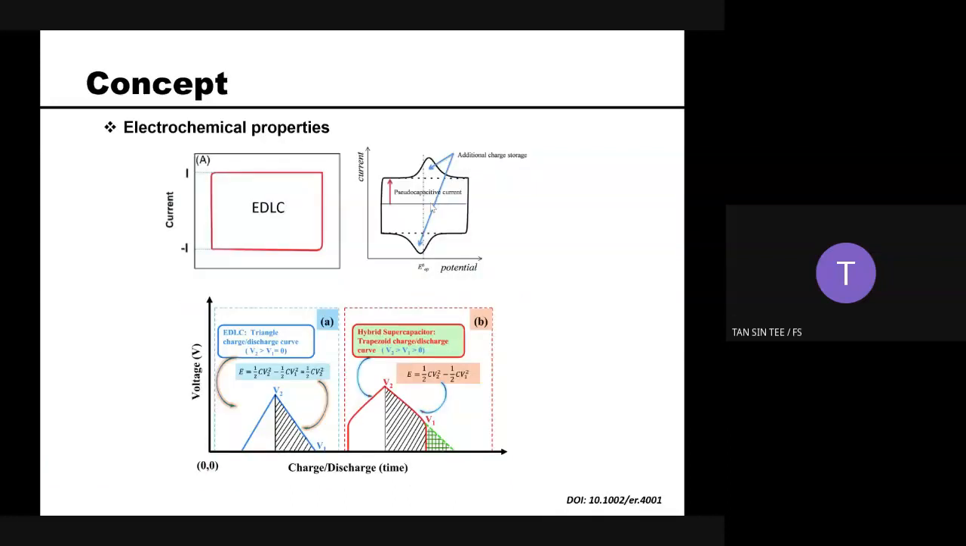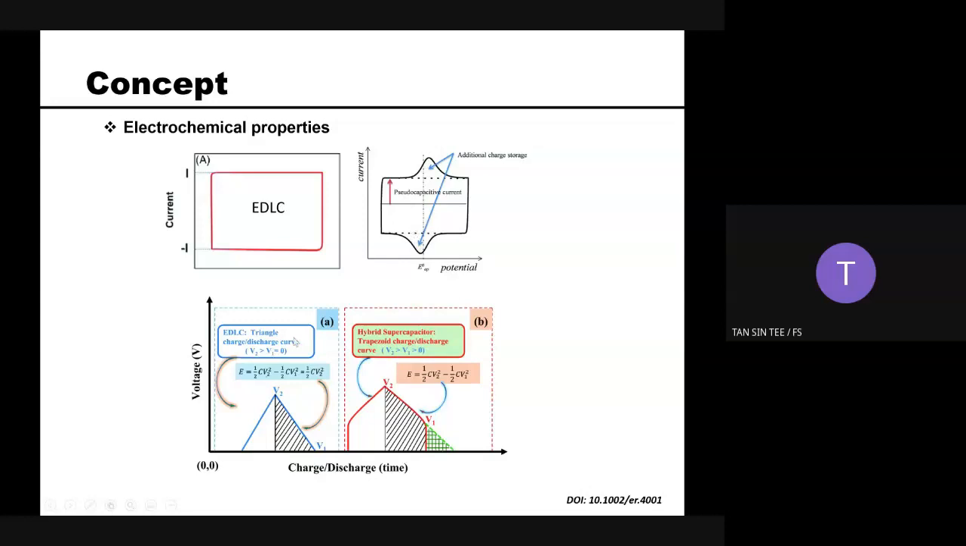So this is how we test the supercapacitor. A supercapacitor's performance can be tested using electrochemical properties. The top images are from cyclic voltammetry measurement, and the bottom is the galvanostatic measurement. For cyclic voltammetry, the EDLC will always give you a perfect square shape, where here is the adsorption and the bottom here is the desorption. When you look at the pseudocapacitor, we will see some oxidation peaks and reduction peaks caused by charge transfer from the electrolyte toward your active material.